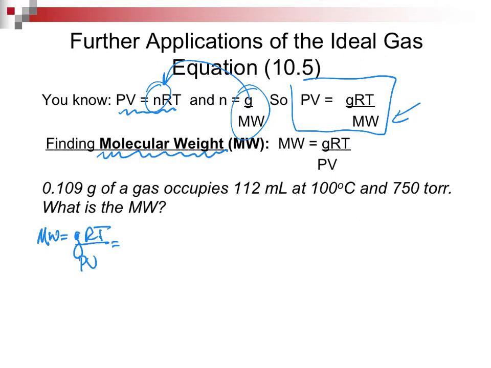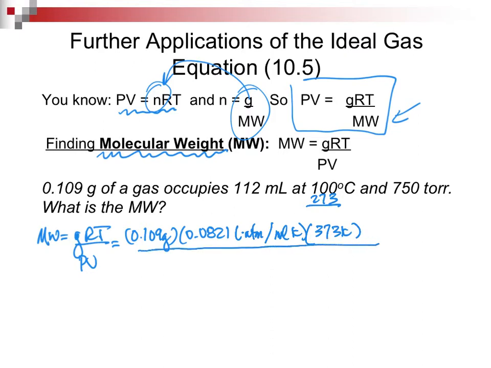And I'm going to use the information I've been given. 0.109 grams, my universal gas constant, 0.0821 liter atmosphere per mole Kelvin. My temperature, I have to add 273, it'll be 373 Kelvin. Sitting on the bottom, I do just what I did in the earlier problem. 750 torr times 1 atmosphere over 760 torr. And my volume, I hope I can take the liberty of making that 0.112 liters.